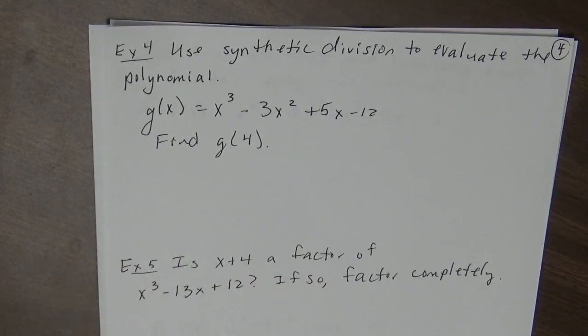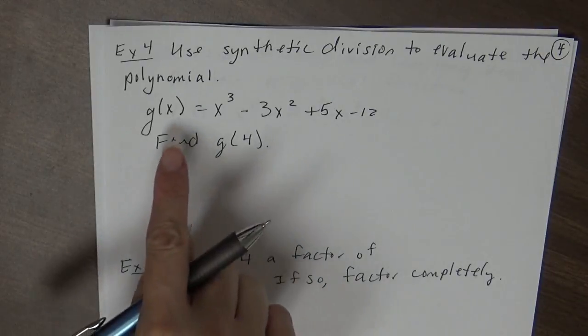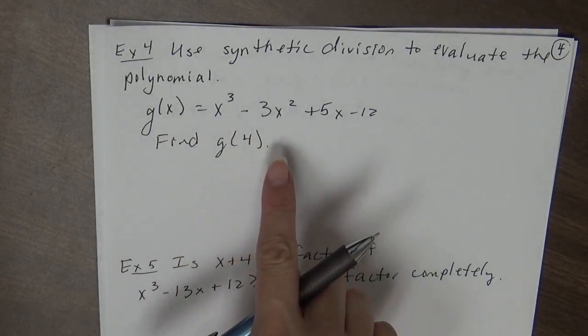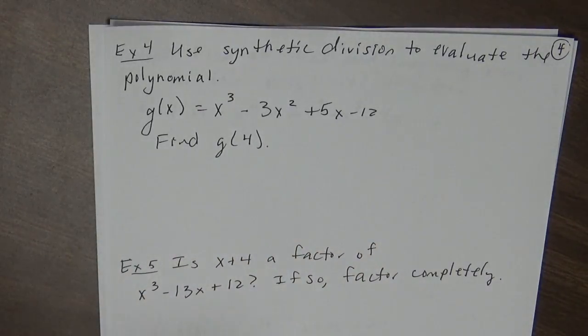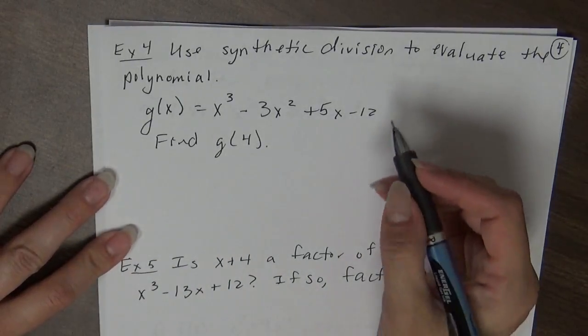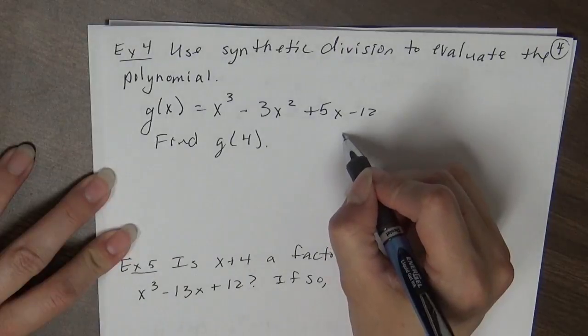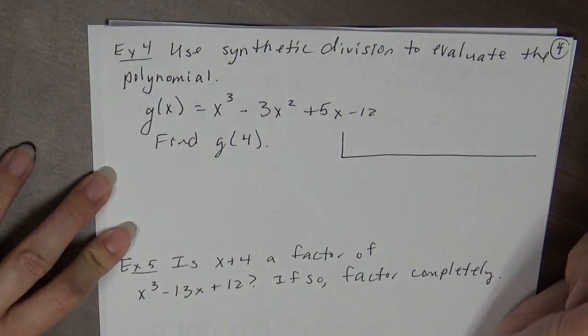Example 4, use synthetic division to evaluate the polynomial. So you see this, g of x equals x cubed minus 3x squared plus 5x minus 12, find g of 4. Your first instinct is probably to just start plugging in 4 for all the x's. But we're asked to use synthetic division to do this. So we're going to set this up. We're in our upside down box.